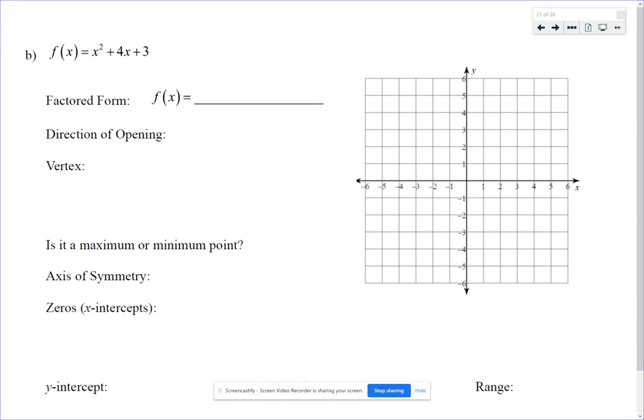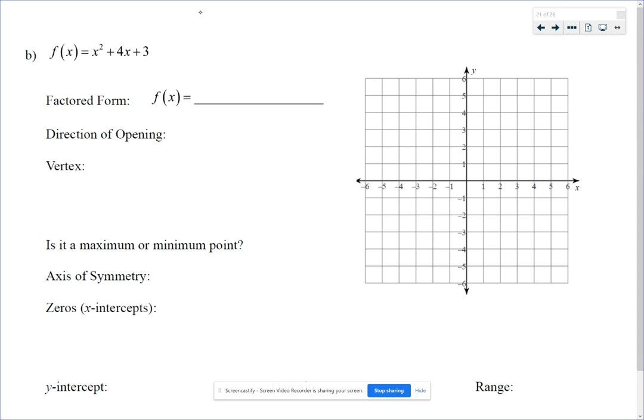All right, we are looking at the second page of our 3.3 notes, where we're graphing quadratics. They're in factored form. Notice this one's standard form. I want you guys to get some practice with factoring. So we're going to change this from standard form to factored form. See, that's required information. So we're going to get our factored form first and go from there.